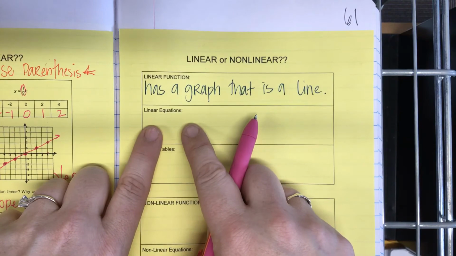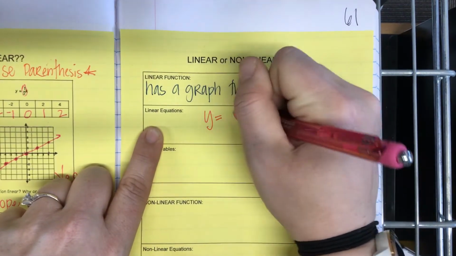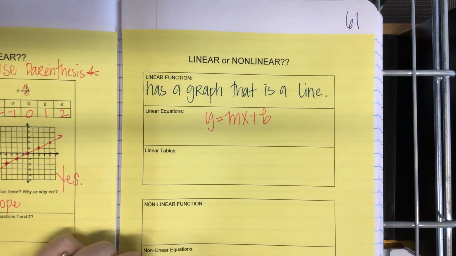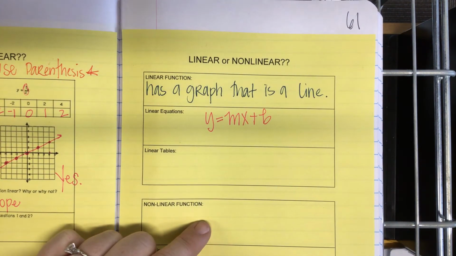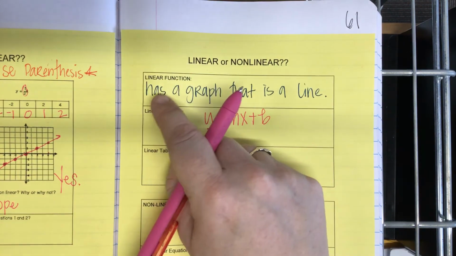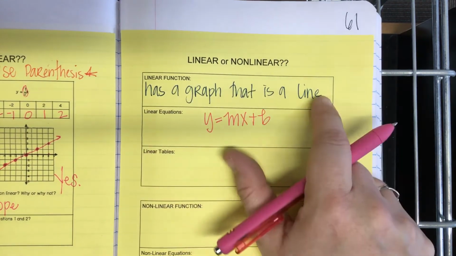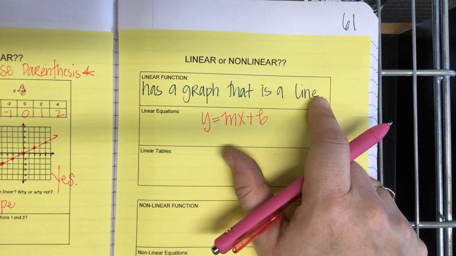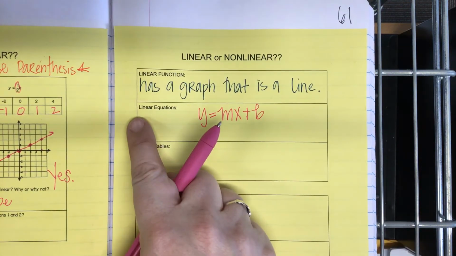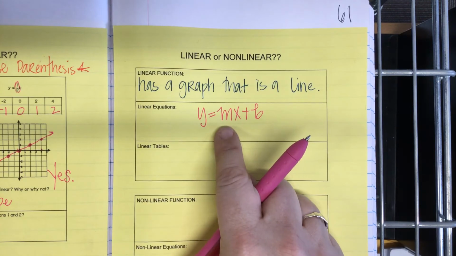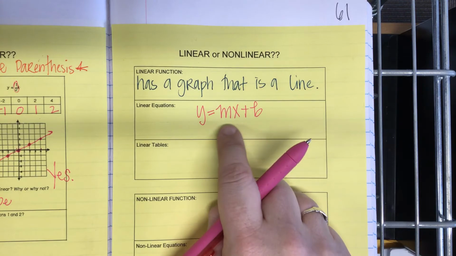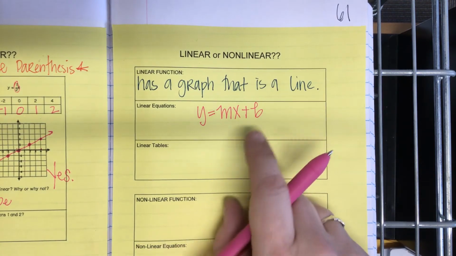If it's an equation, it says y equals mx plus b, or it's in some form of that. Again, a linear function, if it's a graph, it's a line. You look at it and you say, yes, that's a line. No, that's not a line. If it's an equation, it must look like this, or some version of this. Y equals mx plus b.